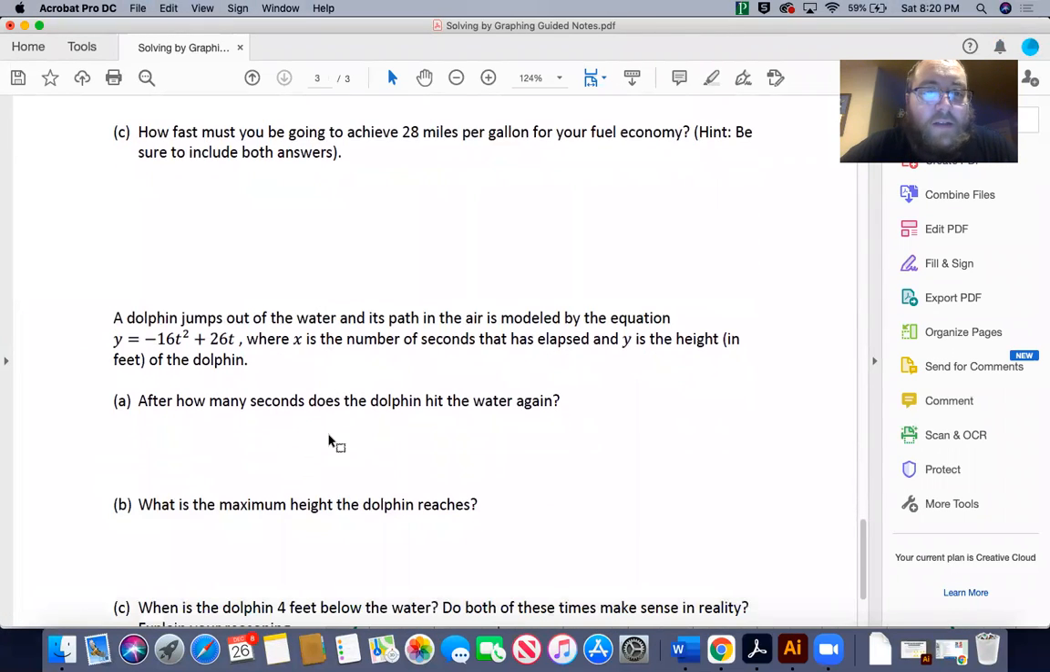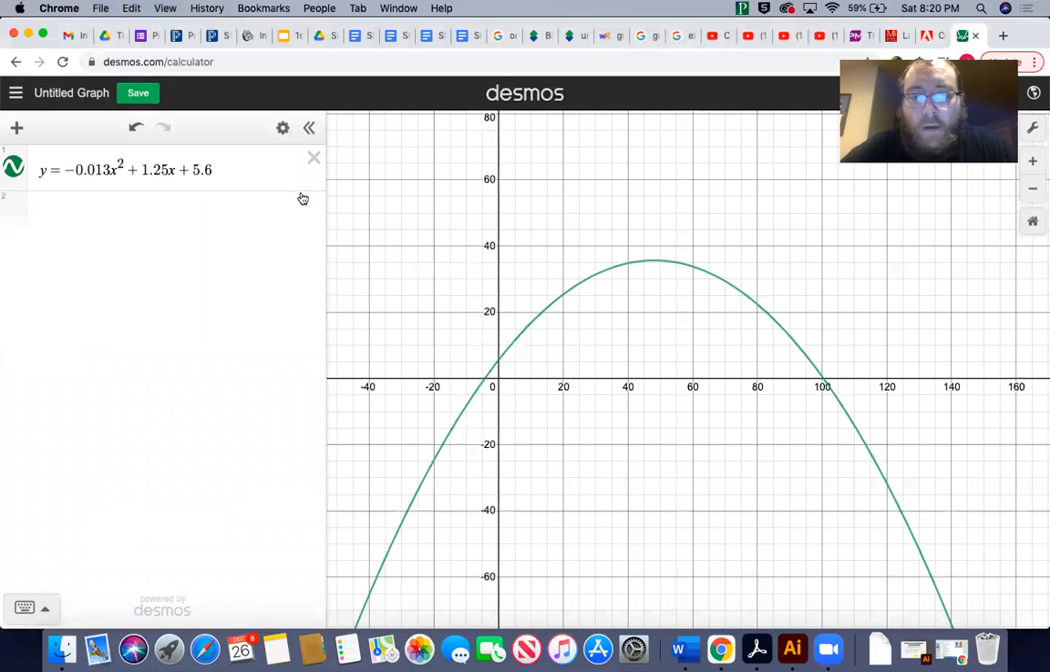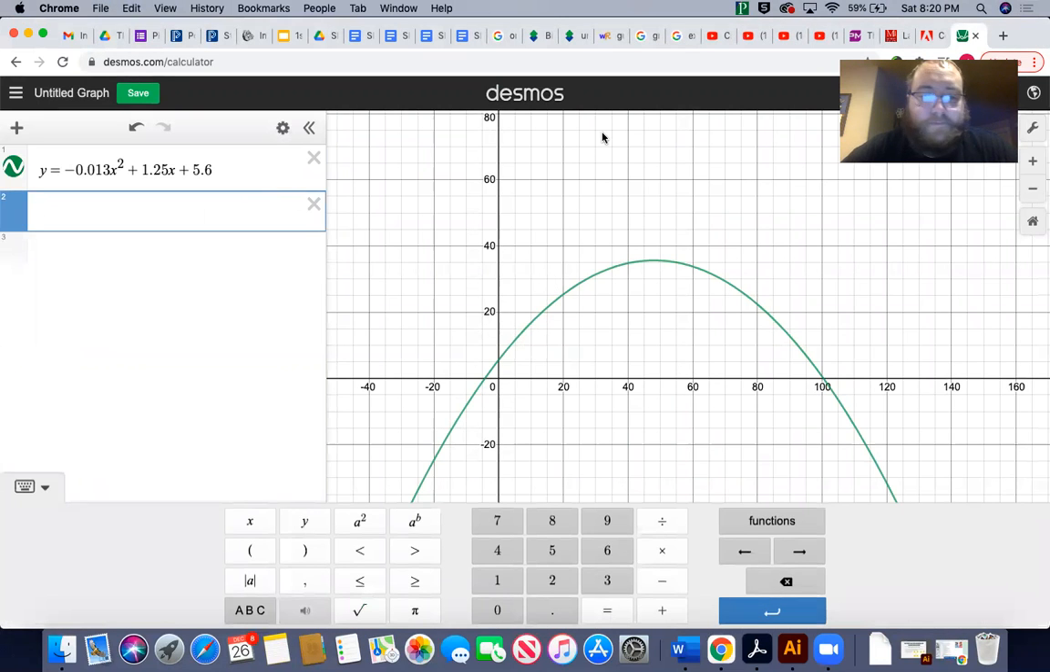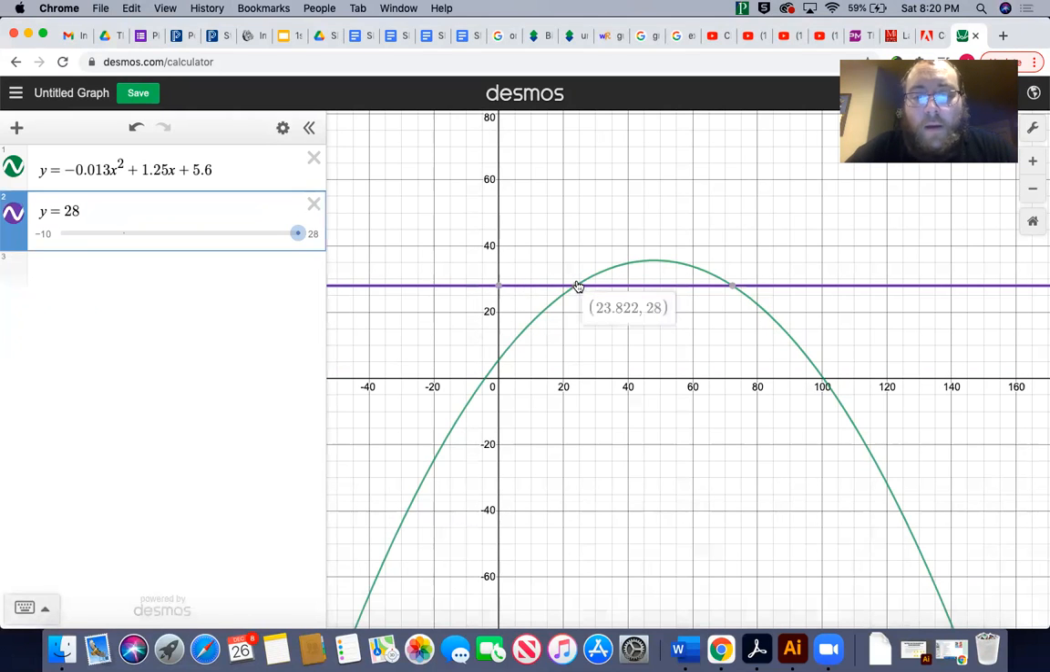How fast must you be going to achieve 28 miles per gallon for your fuel economy? Hint, be sure to include both answers. All right, so there are two answers. So what I'm going to do to help us out here, we know fuel economy is the Y value, up and down. So I want to know where Y, the fuel economy, equals 28. Hey, put in a graph for me. And see, it puts in the intersections for me. So I know exactly where it's getting 28 miles per gallon. I get 28 miles per gallon at 24 miles an hour and at 72 miles per hour. That's where you get 28 miles per gallon.